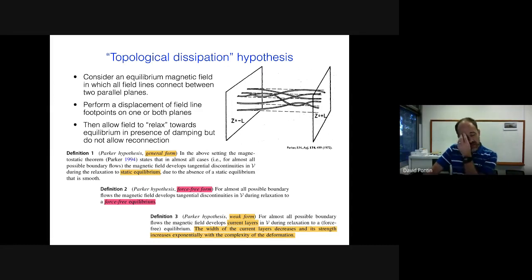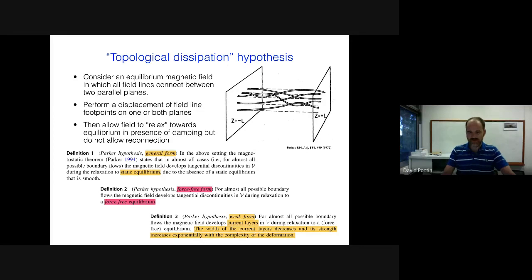Option number 3 here is a somewhat weaker statement. What that says is that for almost all possible flows that have been applied on the boundary, as we relax towards an equilibrium, the field has to develop current layers. So here, the current layers are distinguished from current sheets. A current layer has finite width and a finite value of the current density. But this hypothesis is that the width of those current layers has to decrease and the intensity of the current density has to increase exponentially as the complexity of the deformation increases.